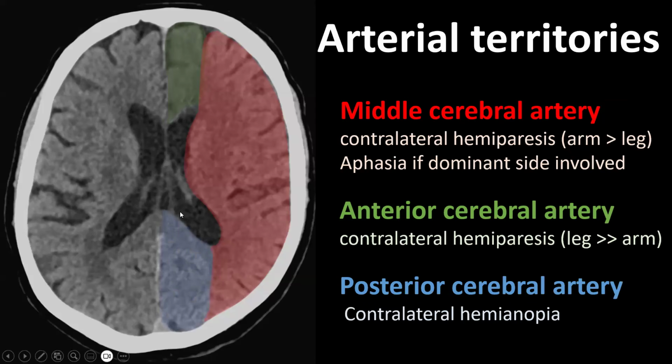Lastly, the posterior cerebral artery territory is located at the back and the medial surface of the cerebral hemisphere. This contains the primary visual cortex, so patients, when having a stroke in that area, will present with contralateral hemianopia.